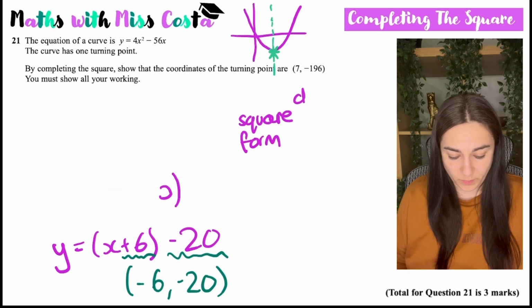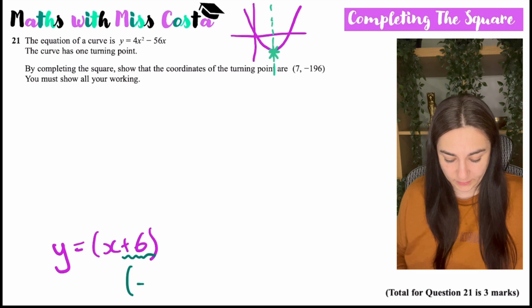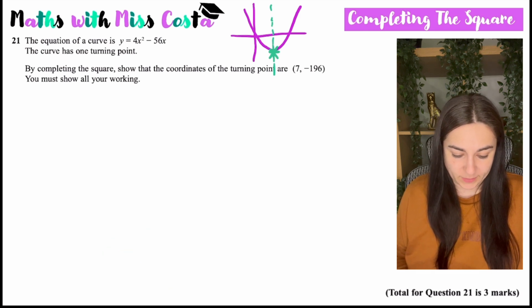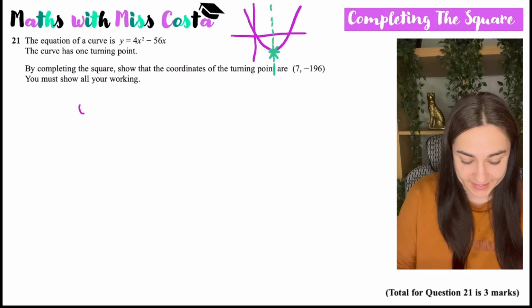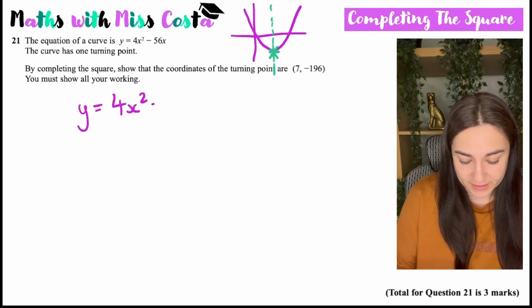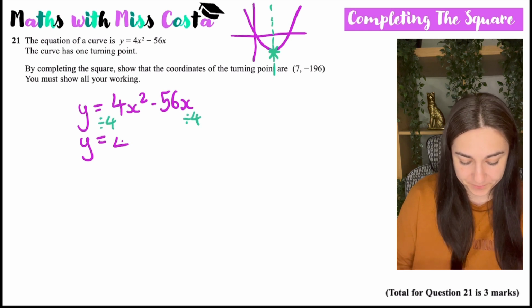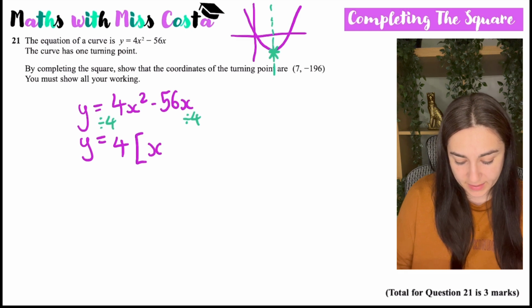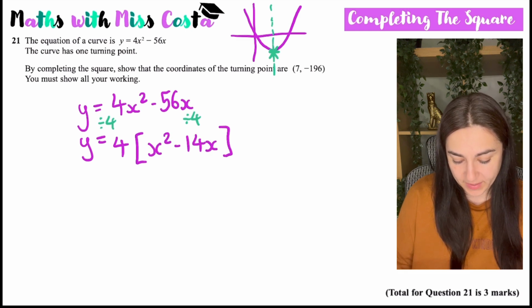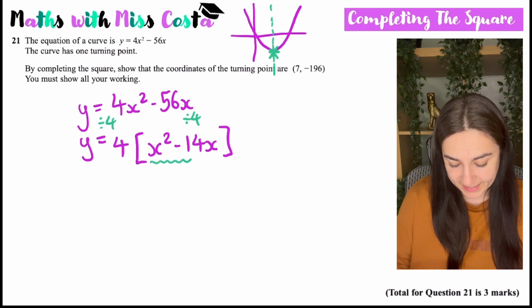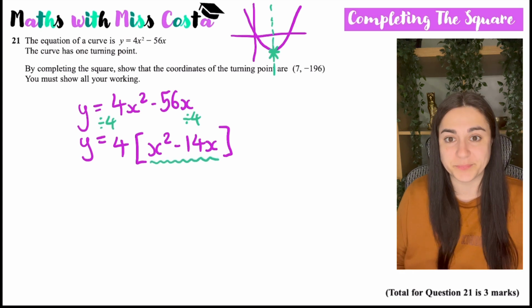Now, first of all, what we want to do is start by completing the square. So when I'm completing the square, it just makes your life so much easier if you only deal with x squared. So in this equation, I've been given 4x squared minus 56x. So the first thing I could do is divide by 4 to just make my life a lot easier. So I take 4 out, and then that would become x squared minus 14x. And then I just have to worry about completing the square of this part here.